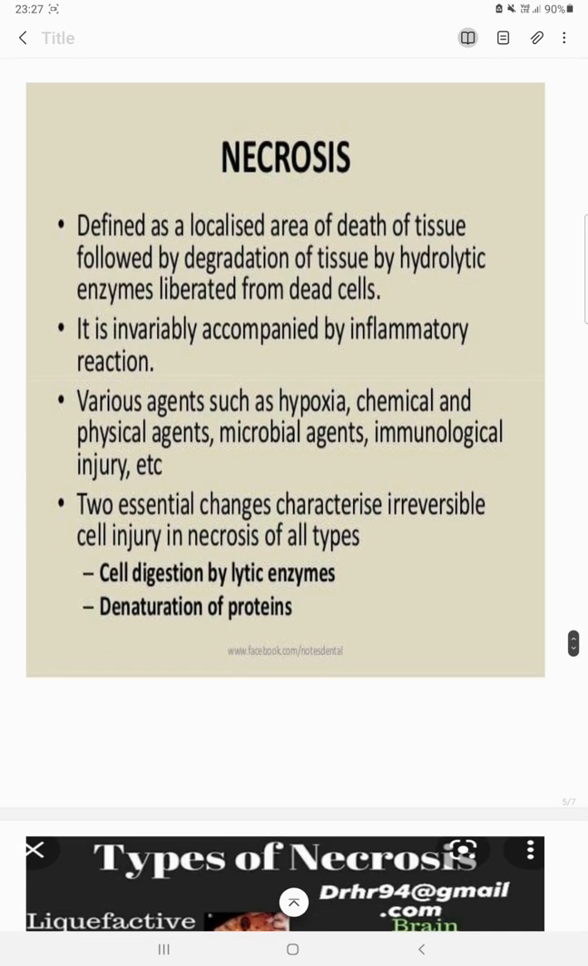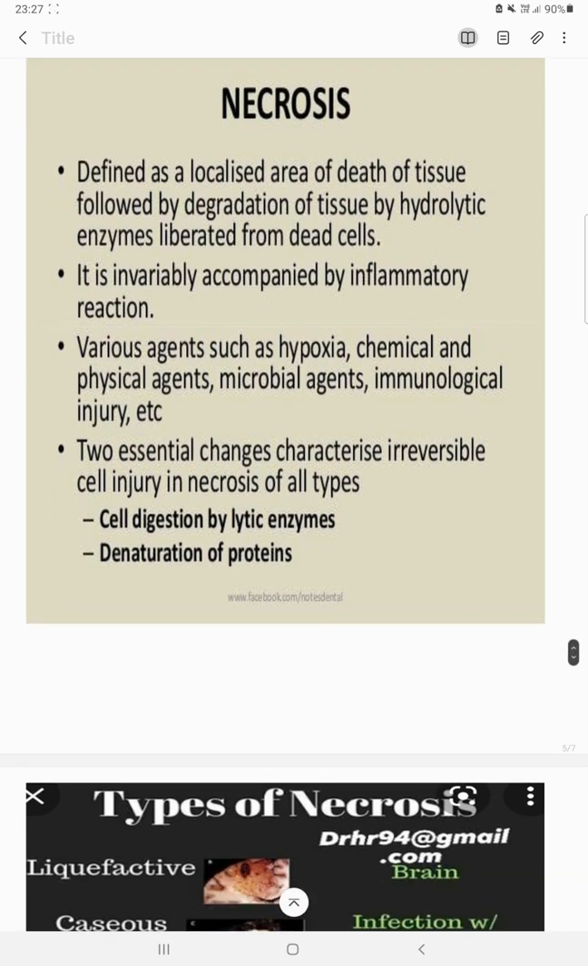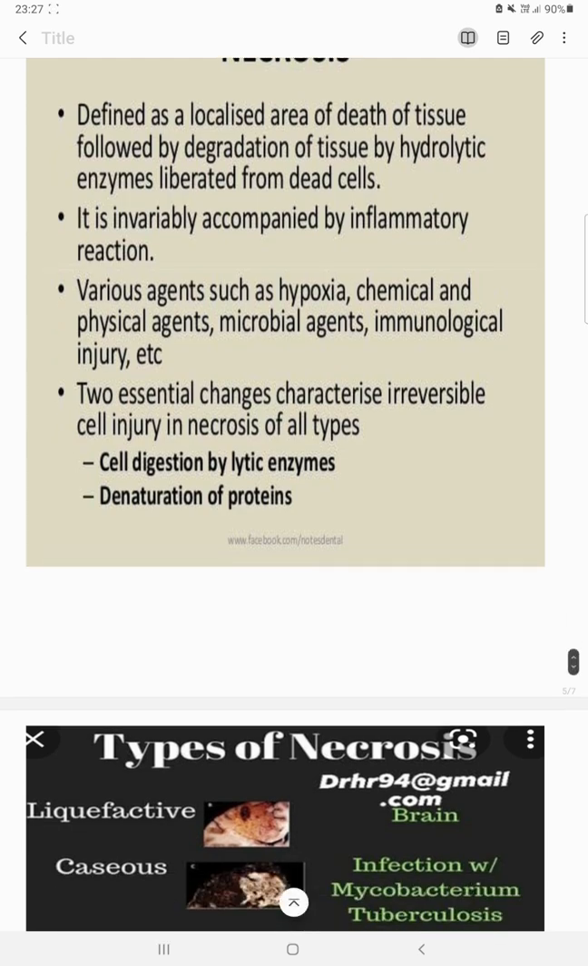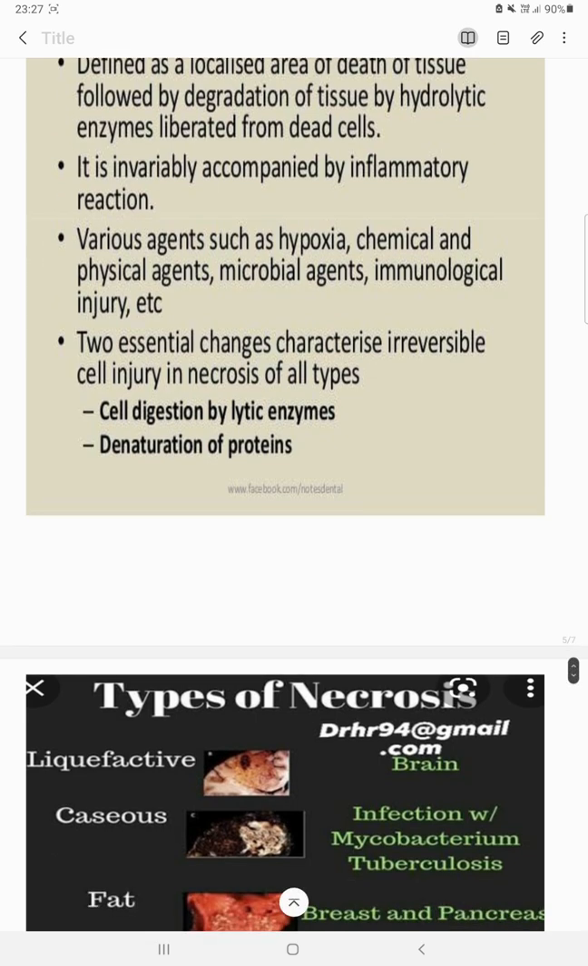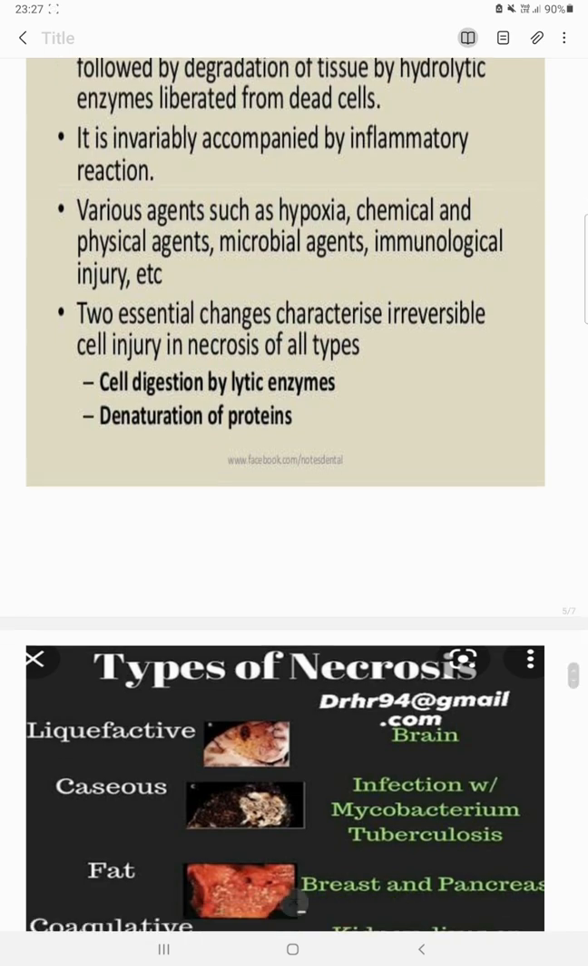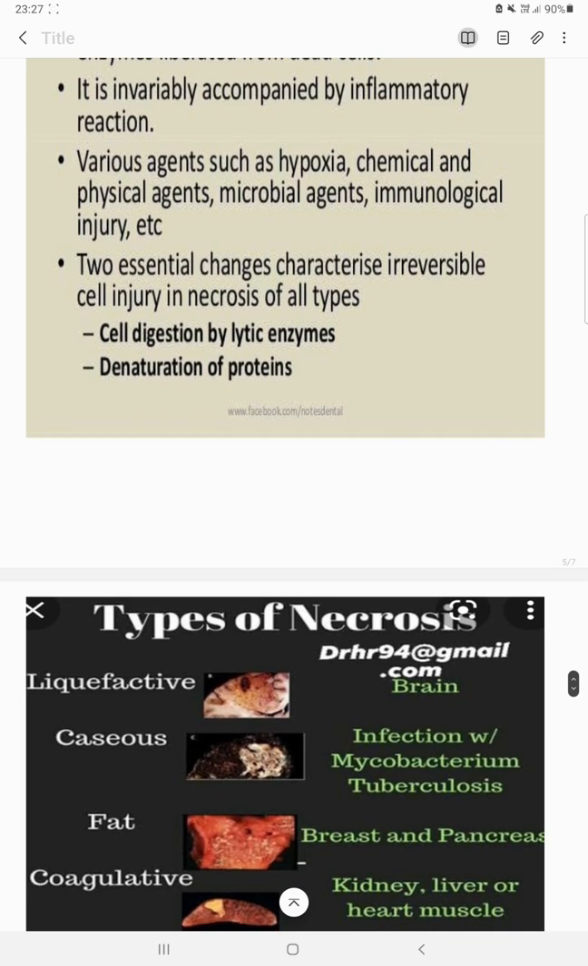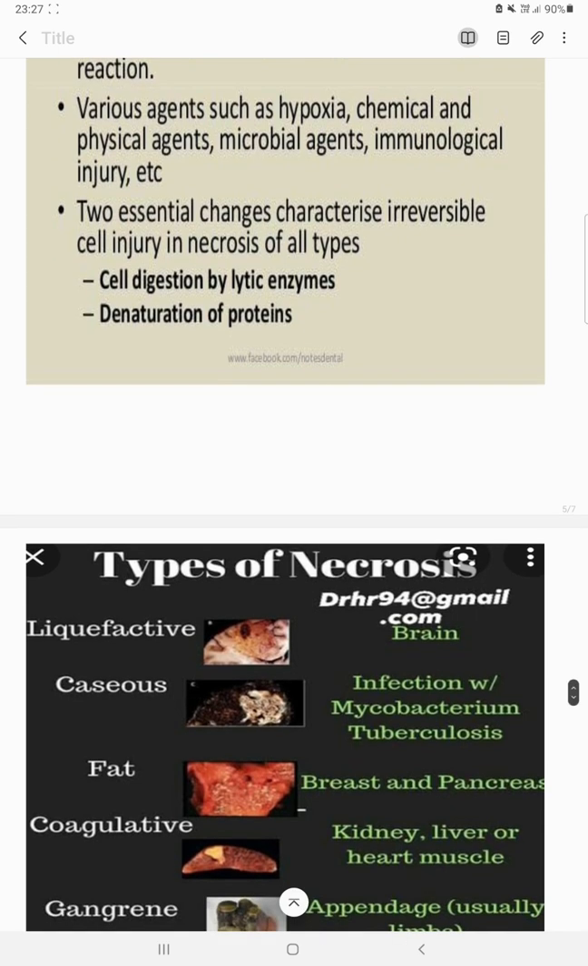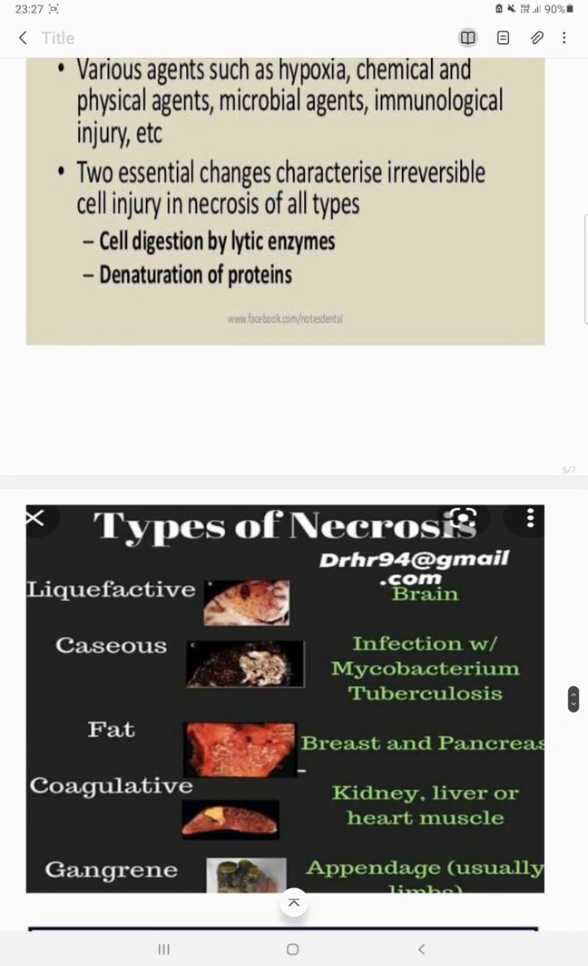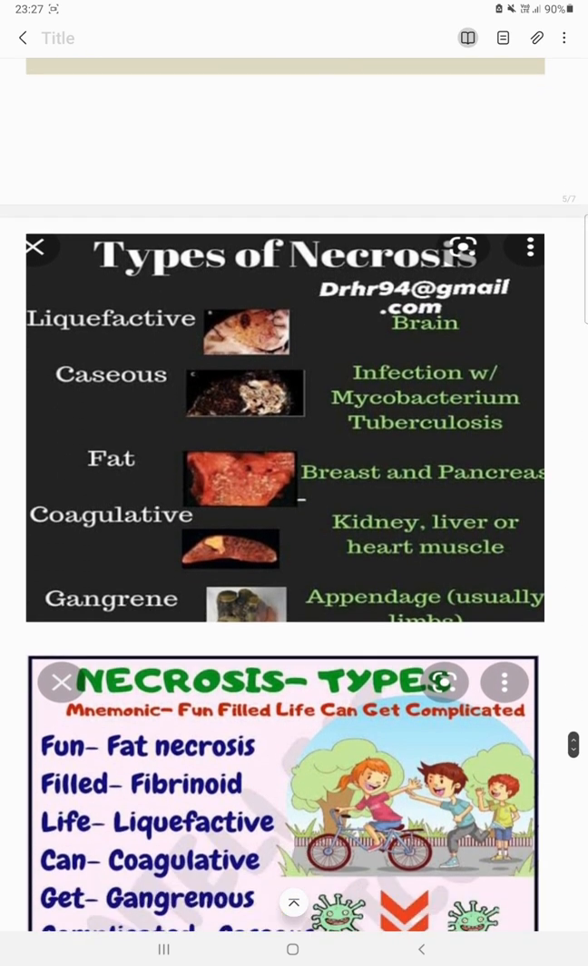Necrosis is defined as a localized area of death of tissue followed by degeneration of the tissue by hydrolytic enzymes liberated from the dead cells. It is invariably accompanied by inflammatory reactions. Various agents such as hypoxia, chemical and physical agents, microbial agents, and immunological agents cause it. Two essential changes characterize irreversible injury in the necrosis of all types: cell digestion by hydrolytic enzymes and degeneration of the proteins. Now we are going to read about the types of necrosis.